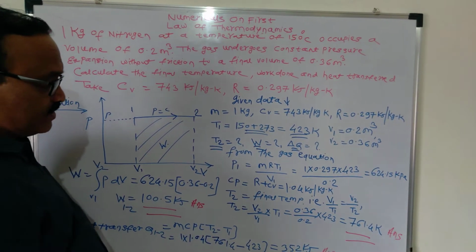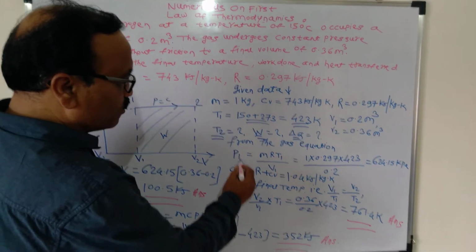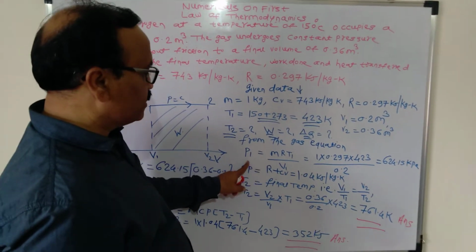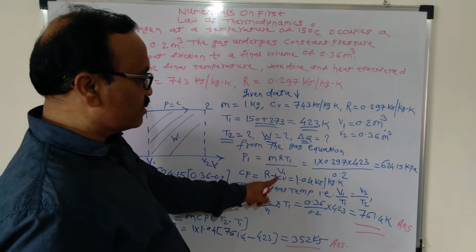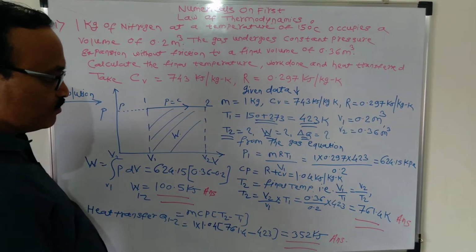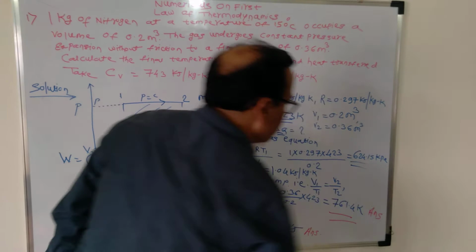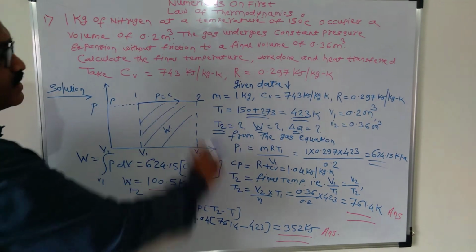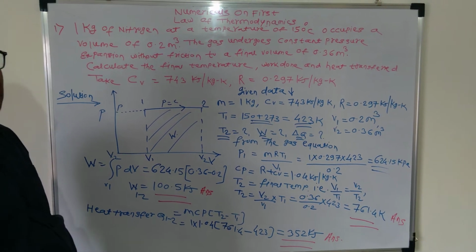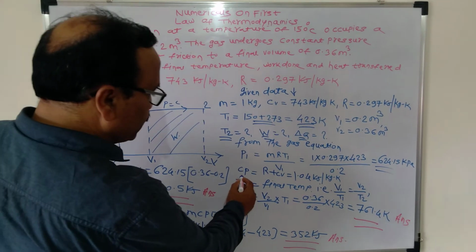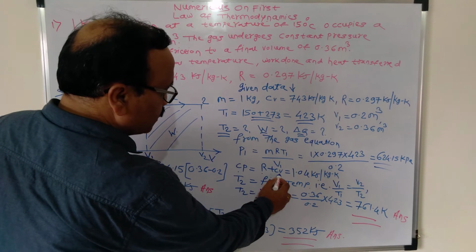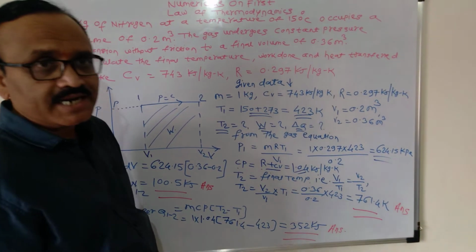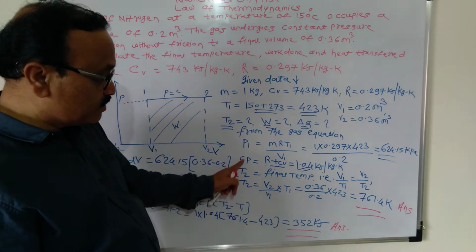So let us see how we can go. From the gas equation, calculate the value of P1, that is P1 equals mRT1 by V1. So we will get the value of pressure. This is P1 and P2, and P1 remains constant, so it is a constant pressure process. Calculate as usual Cp, that is R plus Cv, to get the specific heat at constant pressure.